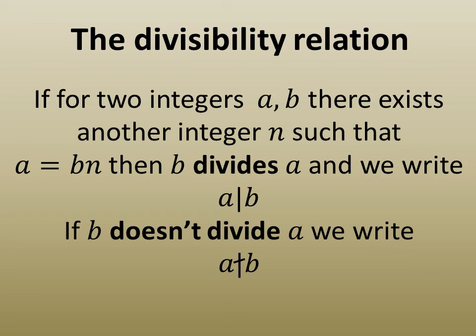For the next part, we need to introduce the divisibility relation. If for two integers a and b, there exists another integer n, such that a is equal to b times n, then b divides a, and we write b | a. If b doesn't divide a, then we use the same symbol with a strike through it. For example, 1 divides 12, 2 divides 12, 3 divides 12, and 4 divides 12, but 5 doesn't divide 12 because the equation 5 times n equals 12 doesn't have an integer solution.